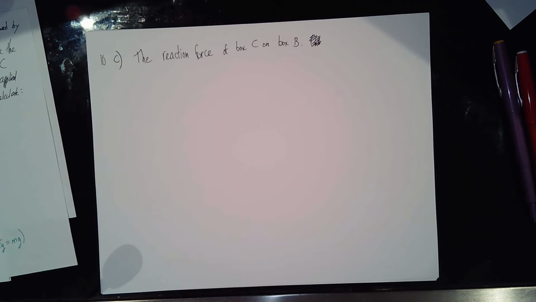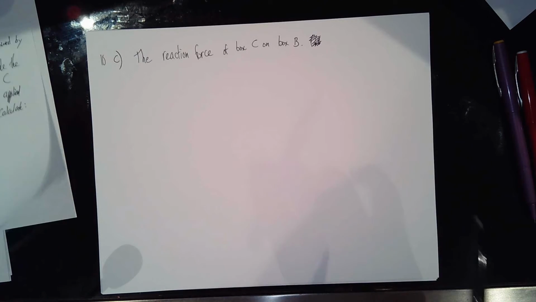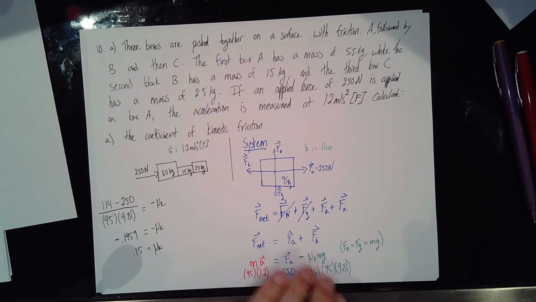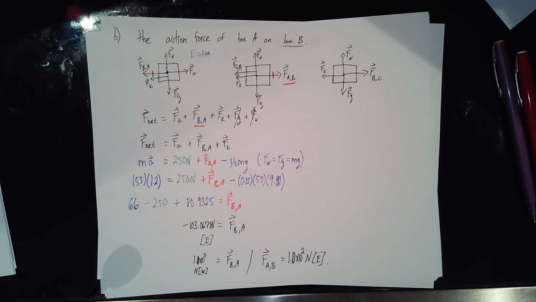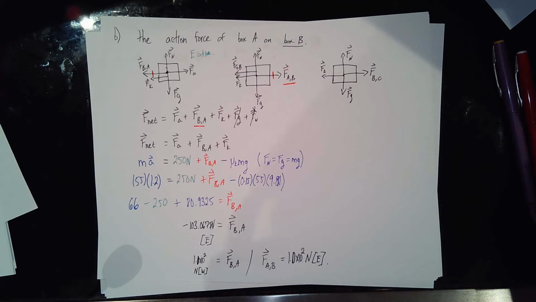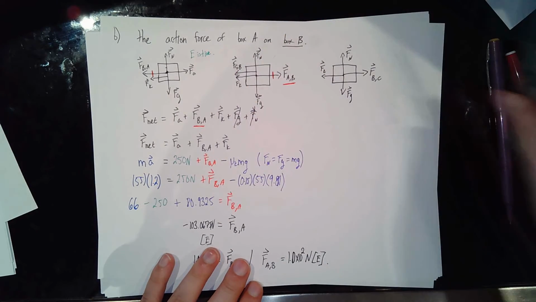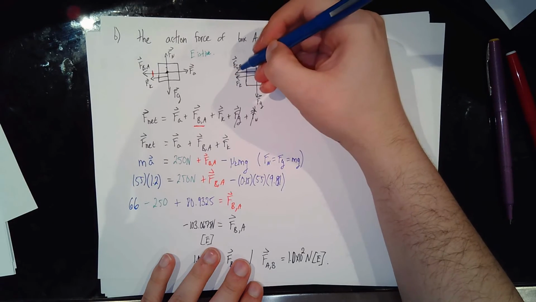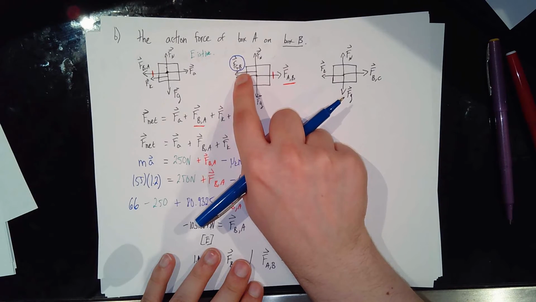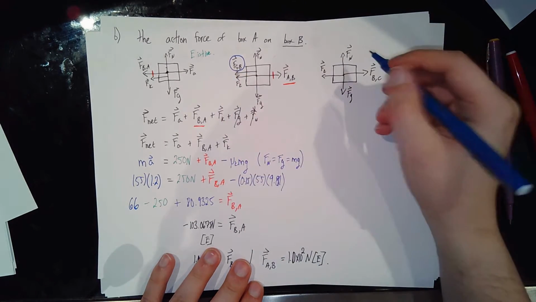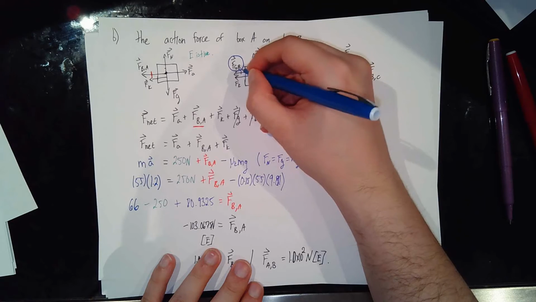Alright, so for this last part of question 10, it would like us to find the reaction force of box C on box B. So if we look back at our diagram that we drew earlier, our free body diagrams, it's asking us to find the reaction force of C on B. So if we look at our diagram, really the force that we're looking for in this third question is this one right here, right? It's asking us to find force C on B, right? And we know that that's going to be the same as this force right here, right? It's the equal and opposite reaction force.